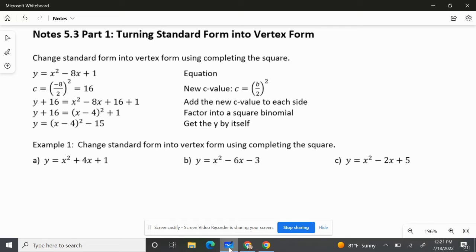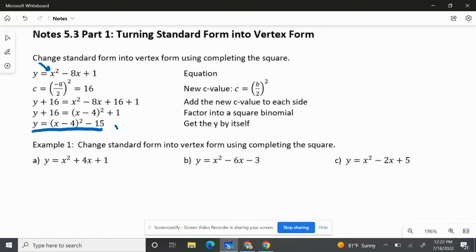What we're going to do is turn standard form into vertex form. We have two parts. We're going to start off with the easy one where our a value is always 1. And then next time we're going to look at our a values being other values than 1. So when we're doing this, we're taking our standard form. We want to convert it into vertex form.